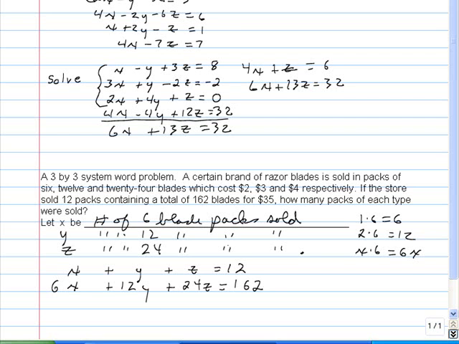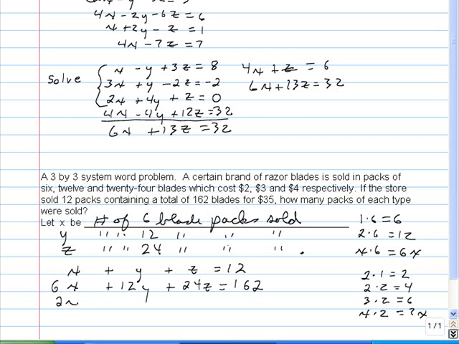My last equation is based on money. It says that the store made $35. Well, if I sold one 6-pack, I'd get 2 times 1, or $2. If I sold 2 6-packs, I'd get 2 times 2, or $4. If I sold 3 6-packs, I'd get 3 times 2, or $6. And if I sold x 6-packs, I'd get x times 2, or $2x.